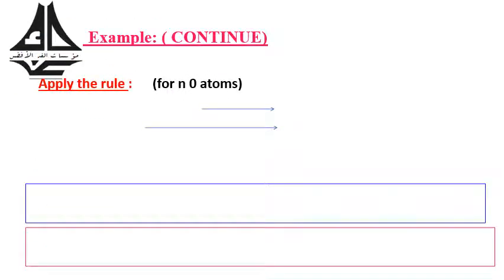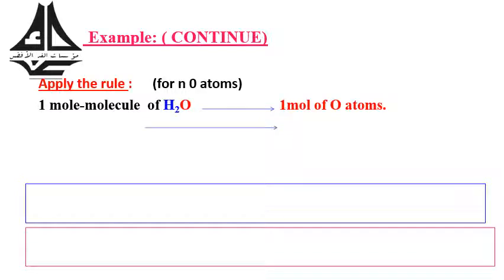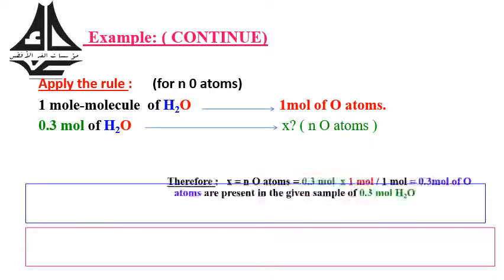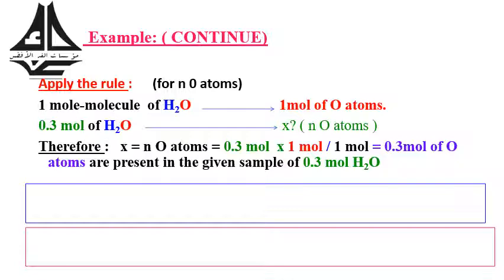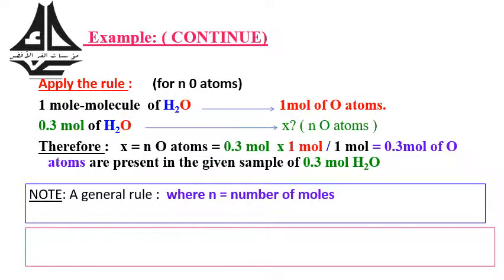Now for the number of moles of O atom, we also apply the rule. We have in 1 mole molecule of water, there is 1 mole of O atoms. So in the given sample 0.3 mole of water, how much number of mole of O atom do we have? Therefore, X, which is the number of mole of O atom required to be found, equals 0.3 mole times 1 mole over 1 mole, equals 0.3 mole of O atoms are then present in the given sample of 0.3 mole of water molecule. We have a note here.